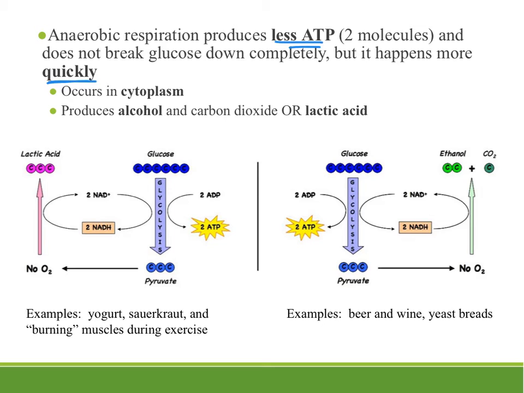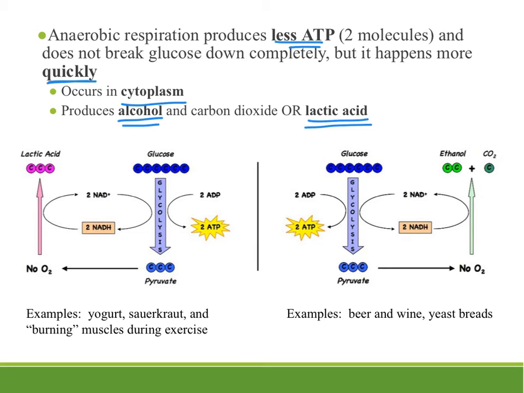Anaerobic respiration doesn't use mitochondria because it doesn't use oxygen. It happens in the cytoplasm, and it can go in 2 different directions. It can produce alcohol as an end product, so the glucose essentially is broken in half, or it can produce lactic acid, which again is 1 glucose molecule being broken in half.